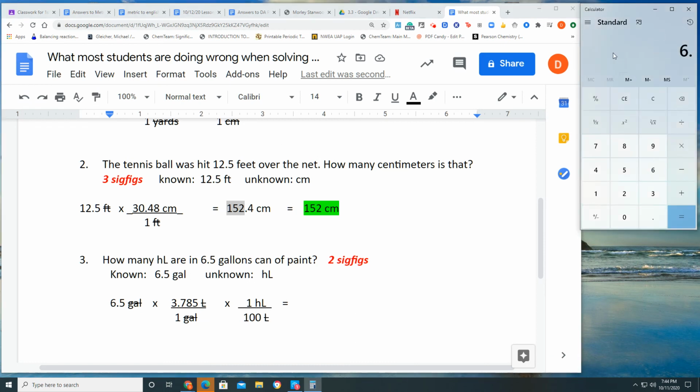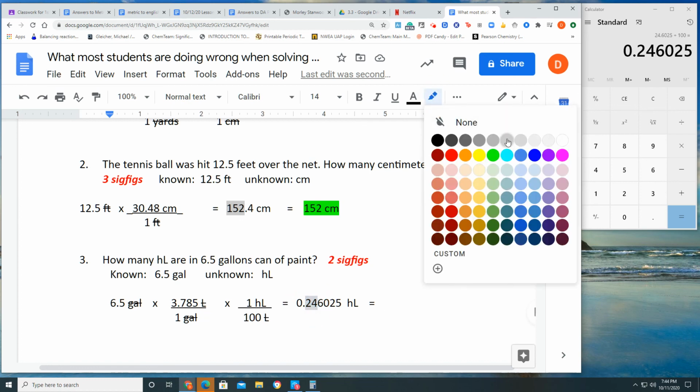So we're here at 6.5. We're going to multiply that by 3.785. And then we divide that by 100. We end up with 0.246025. That's going to be hectoliters. Now again, we're going to go to 2 significant figures. So we're going to go ahead and highlight this right there. There's our 2 significant figures.